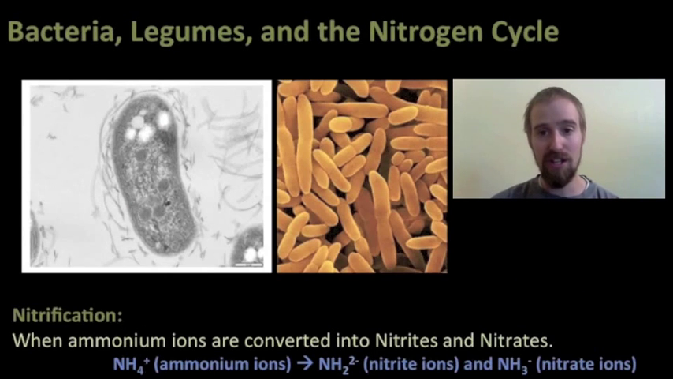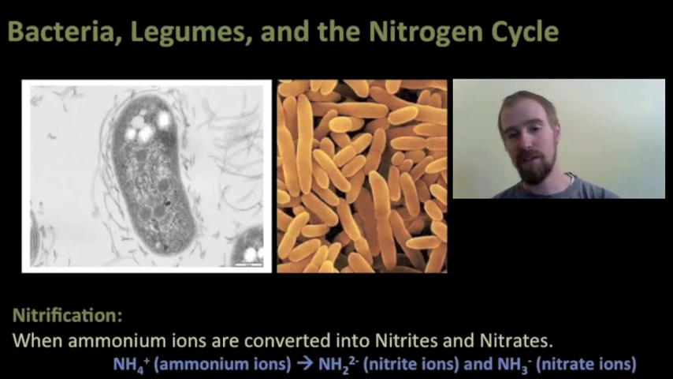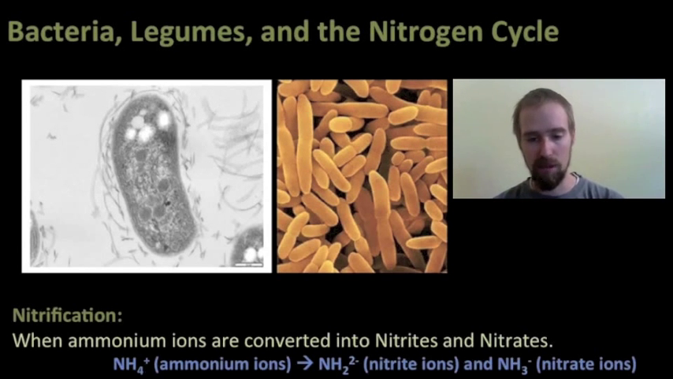And in addition to these nitrogen-fixing bacteria that we just talked about, which have a very special relationship with legumes, there are also bacteria living in the soil that we call nitrifying bacteria. And they're involved in a process called nitrification, which is when ammonium ions are converted into nitrates. Basically, these bacteria are converting one form of nitrogen into a different form of nitrogen, so that organisms that can't use one are able to take advantage of the other one.